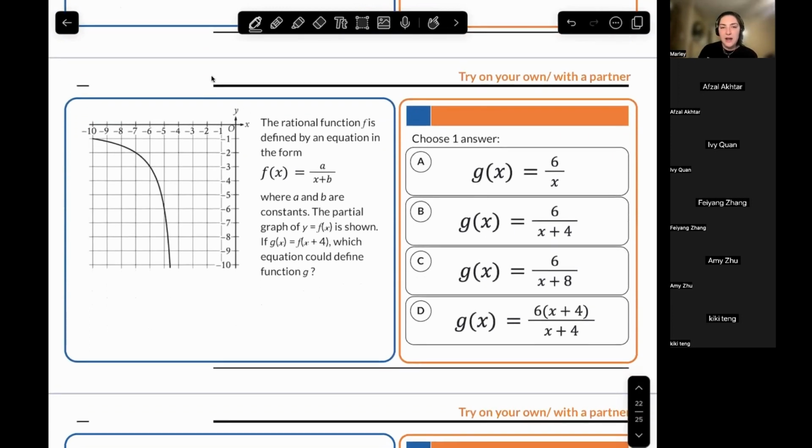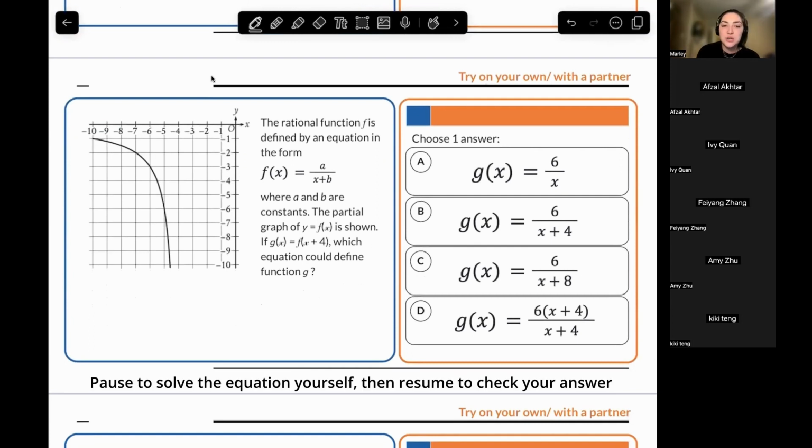This one, we're taking a look at a graph. They're giving us a rational function, a over x plus b, where a and b are constants. They show us part of this graph, and then of course, because it's the new SAT and we have access to Desmos, they love doing these graph transformations. They're saying g of x is equal to f of x plus 4. Which equation could define function g? So the one that is drawn is f of x. So let's just write that out for ourselves. And let's start taking a look at this problem.